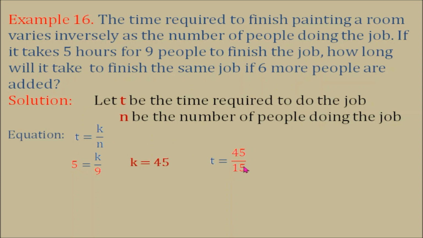So why 15? Because originally there were 9 people and 6 more people are added, so all in all there are 15 people doing the job. So 45 divided by 15, that's 3. So our answer is 3 hours.